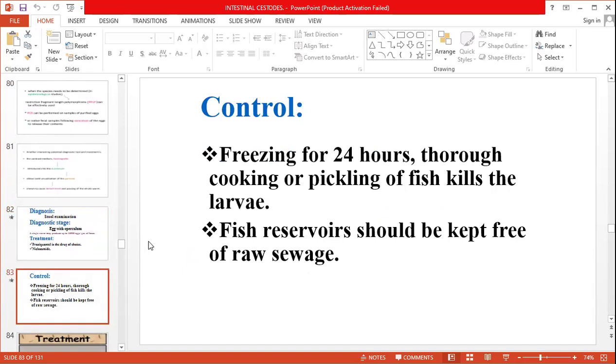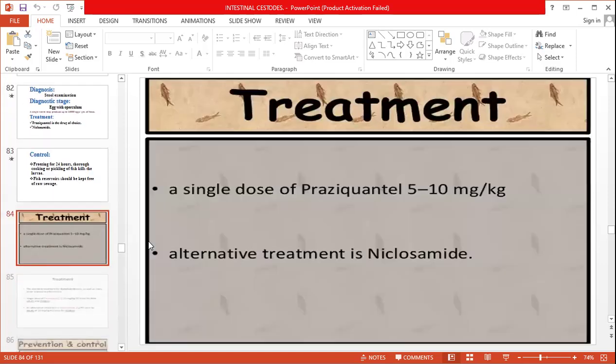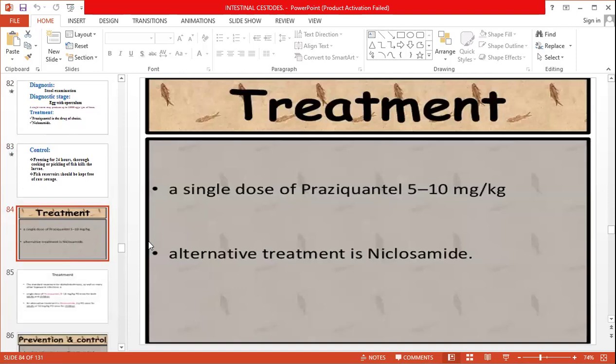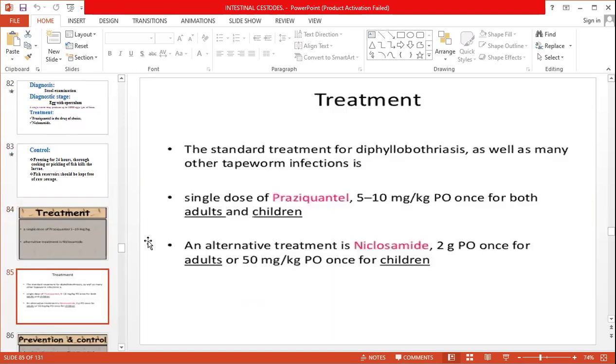For control, freezing for 24 hours, thorough cooking or pickling of fish kills the larva. Fish reservoirs should be kept free of raw sewage. The treatment is praziquantel and niclosamide.